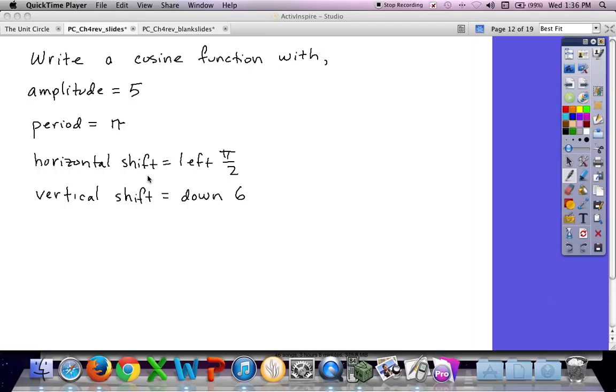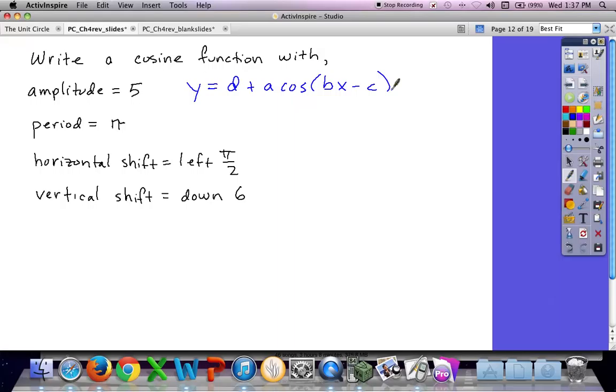Write a function, sine or cosine, in this case cosine, that has the following characteristics: amplitude, period, horizontal shift, and vertical shift. We know that the general equation is d plus a cosine bx minus c. So this information here should tell us more or less what are the values of a, b, c, and d.